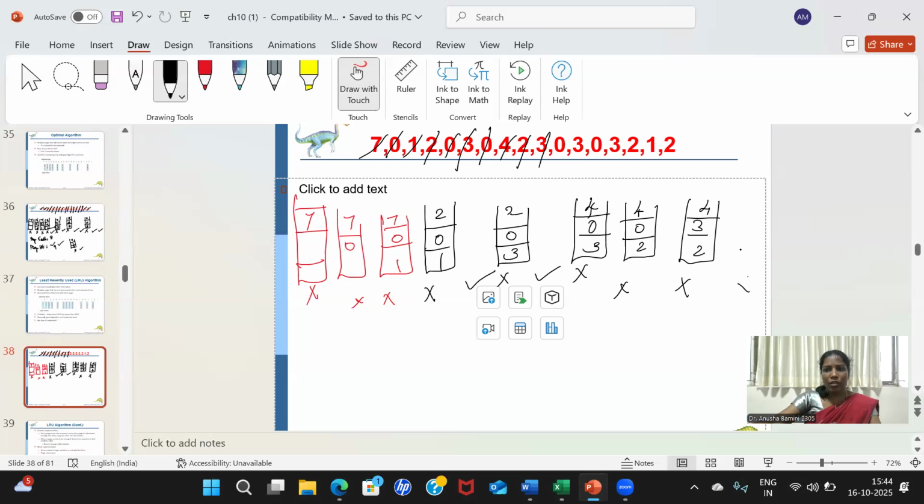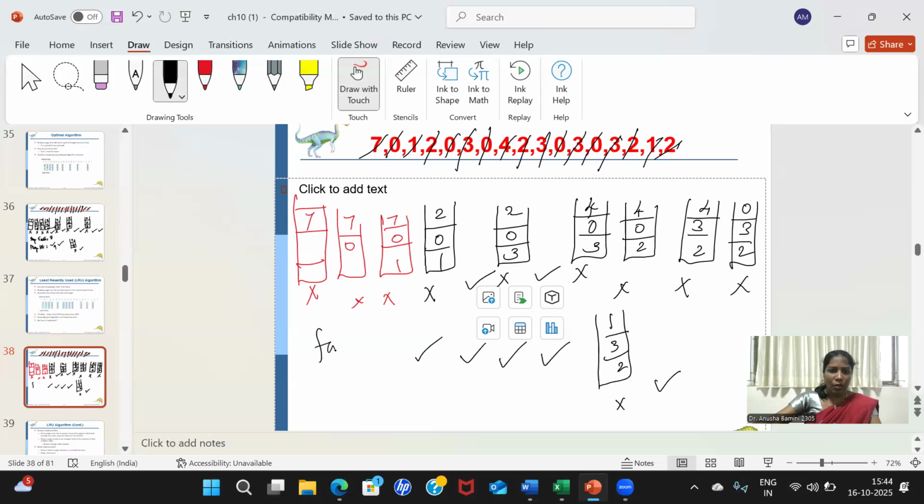Next is 0. 0 is also not available. So again, I am replacing 4, which clearly occurred earliest. 0, 3, 2. This is over. 3 is already there, so it is a page hit. 0 is already there, page hit. Again 3 is there, page hit. 2 is there, page hit. 1 is not available, so I want to replace. Check 2, 3, 0. So I am replacing 0 by 1, 3 and 2. Here is the page fault. Next is 2. Page hit, 2 is available.